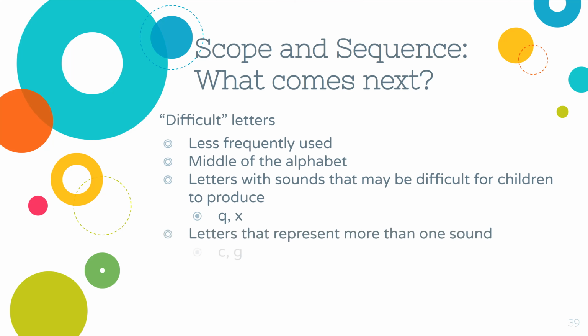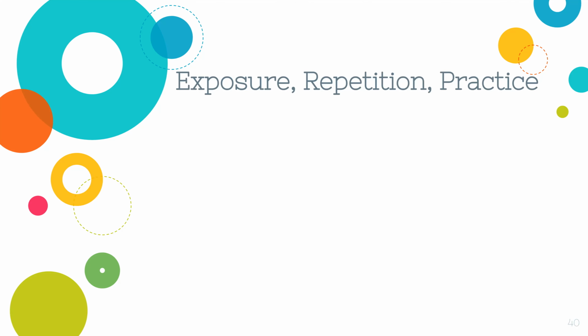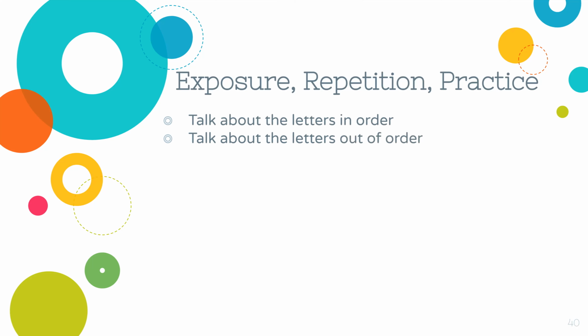Letters that represent more than one sound, like C and G, are also going to be more difficult for children to master, and letter reversals are going to take lots of extra practice. Exposure, repetition, and practice are going to be the key to developing and strengthening children's letter knowledge. Talk about the letters in order, in alphabetical order. Talk about the letters out of order so that you can focus on different letters in different contexts, and look at the middle of the alphabet when you're talking about the letters.